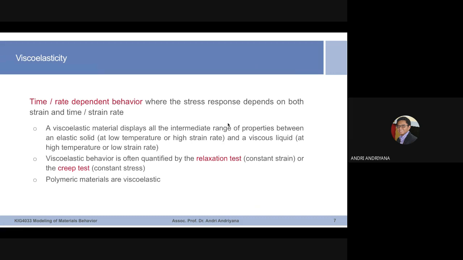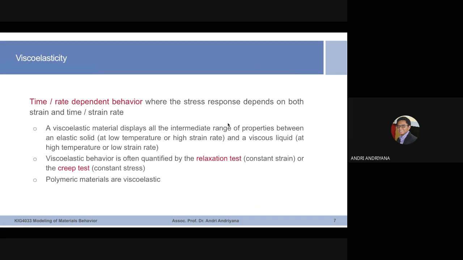If we look at the basic definition of viscoelasticity, it is the time or rate-dependent behavior where the stress response depends on both strain and time, or strain rate. Both strain and time, or strain and strain rate, it's basically the same between time and strain rate. Viscoelastic materials display the whole intermediate range of properties between an elastic solid and a viscous liquid. So it is sort of a combination of the elastic solid and the viscous liquid.